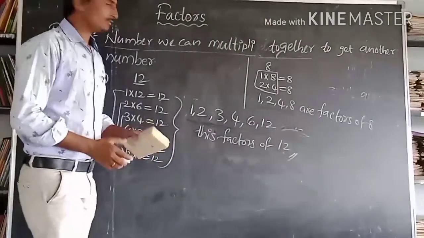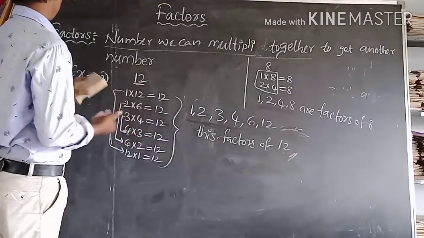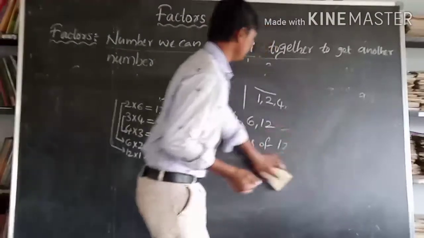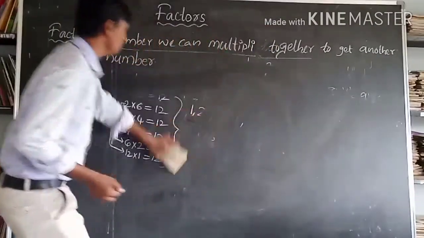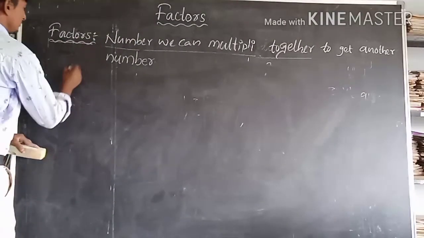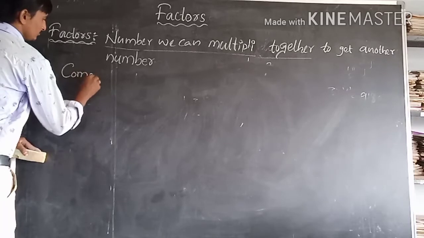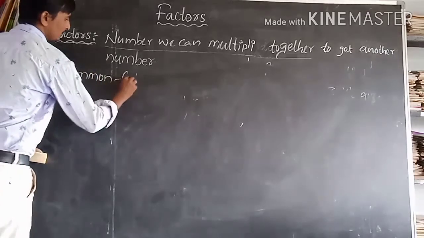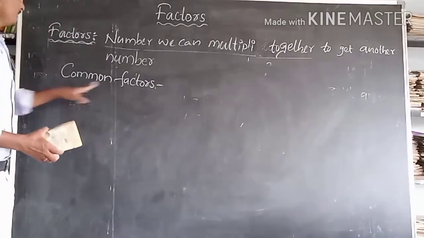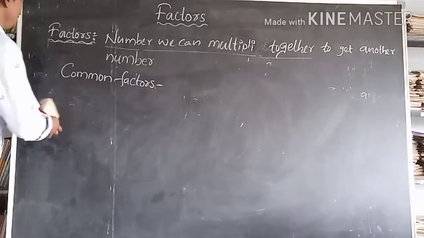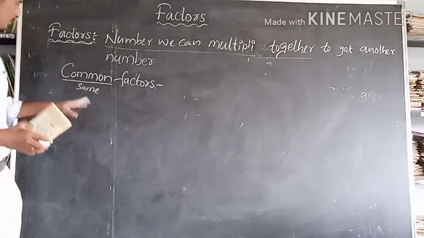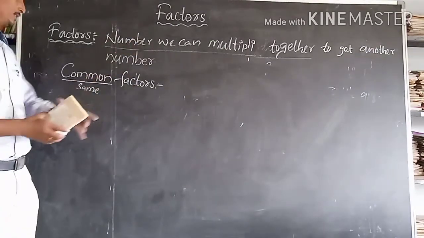Okay, understand? Now we'll take another topic: how to find the common factors of any two numbers. The factors part is over. Now common factors. You already know factors. Common means same. Same factors in two numbers.